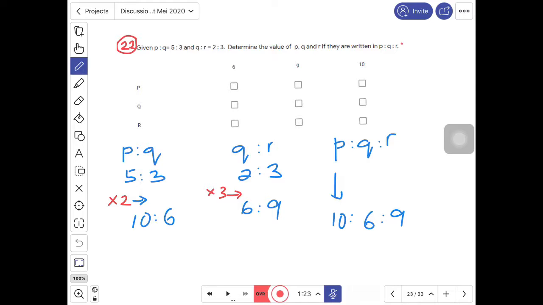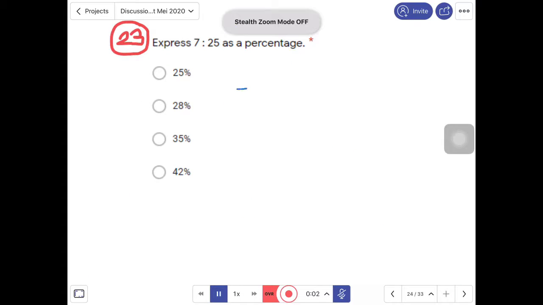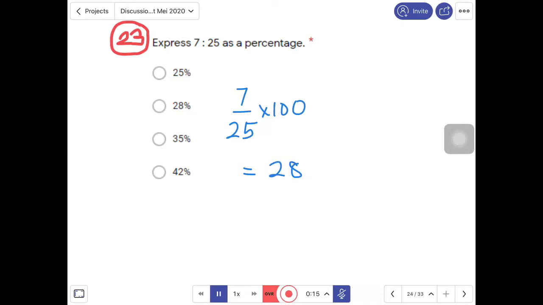So P is this, Q is 6, and R is 9. Alright, so this one we just take 7 over 25 multiply 100, so you get 28, so it's 28%.